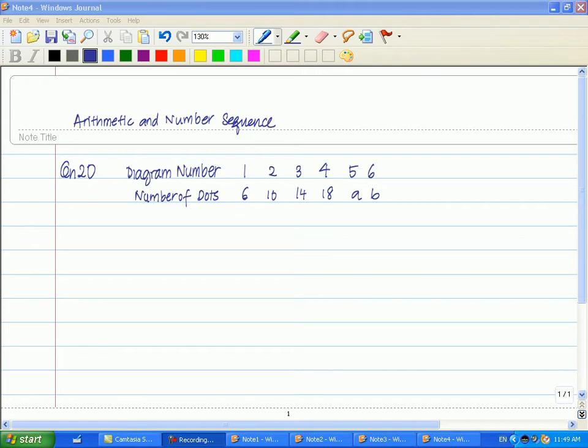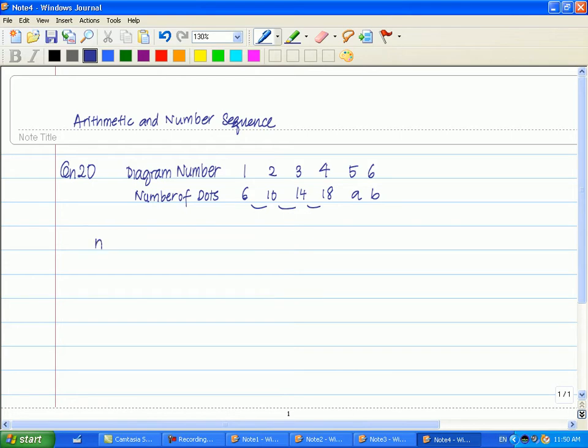In this case, it's rather easy to identify the pattern, as I can go by plus 4, plus 4, plus 4, and so on and so forth. So I can write down the values of A and B easily. But how am I going to count for the number of 20? And in part D, I'll need to find a formula for this sequence as well. So let us look at a little bit of analysis.